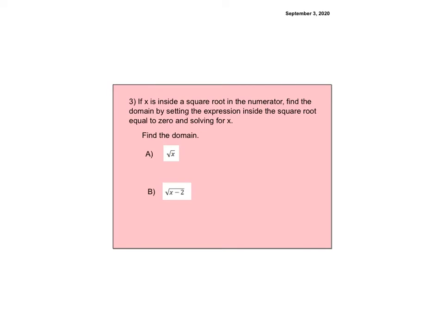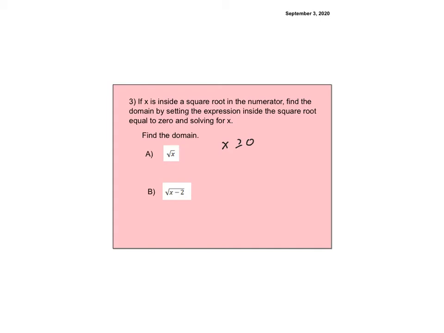Now, what about square roots? That's what number 3 is going to be looking at. If you look down at your examples, they all have square root symbols around them. It says if x is inside a square root in the numerator, find the domain by setting the expression inside the square root greater than or equal to 0 and solving for x. So let's think about that. Let's take whatever is inside the square root, which is an x, and set that greater than or equal to 0, because then that's just your answer.